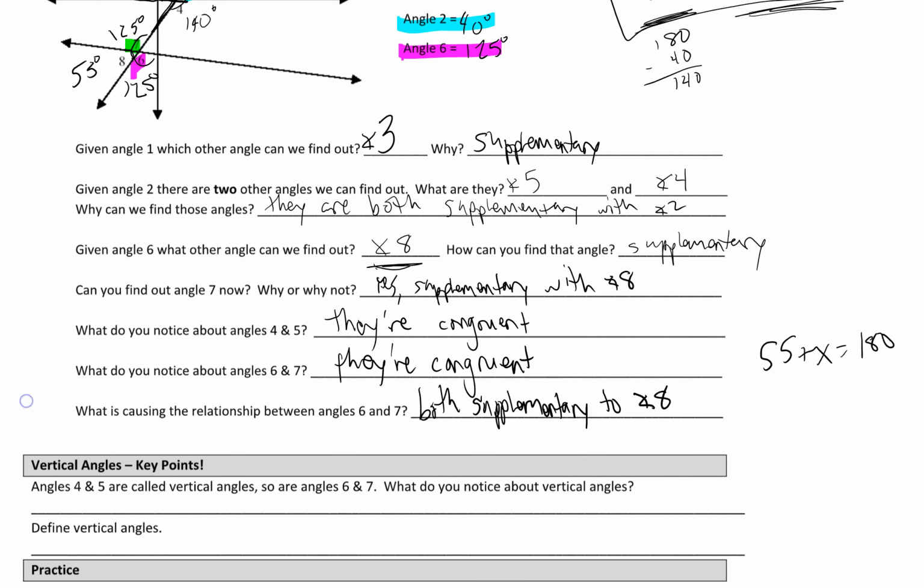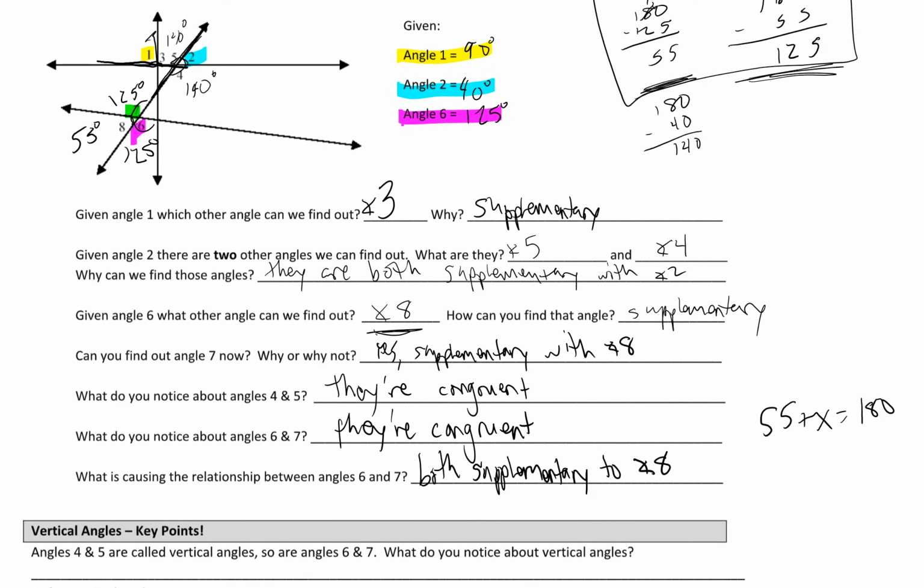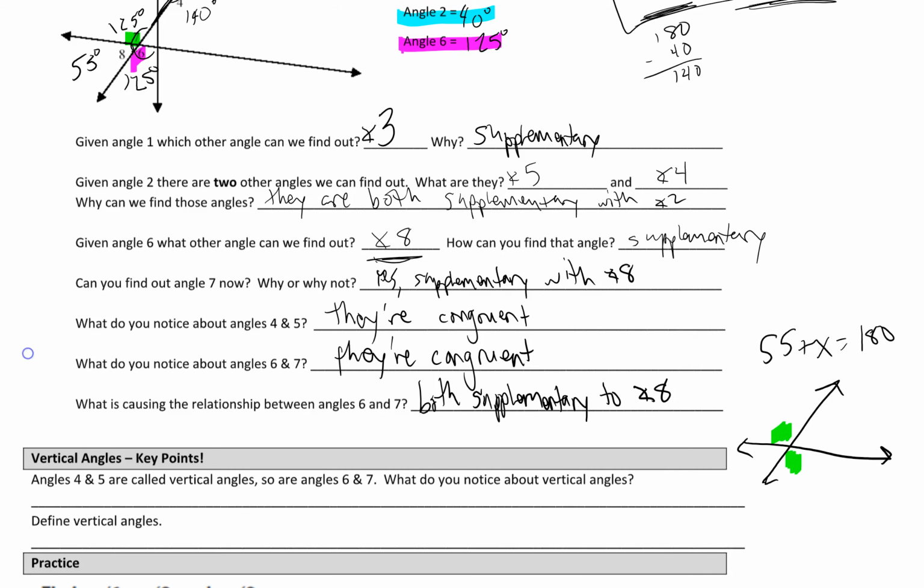So we have a little bit of vocab here. Angles 4 and 5 are called vertical angles. So are angles 6 and 7. Vertical angles, if we look back up at our picture, I want you guys to look at the visual. If we zoom in right here, we would see basically we have a line, and we have a line like this. And what I want you guys to notice is that angles 6 and 7, which were here and here, are equal. If we look at where these are in the intersecting lines, they are across from each other and they are congruent.